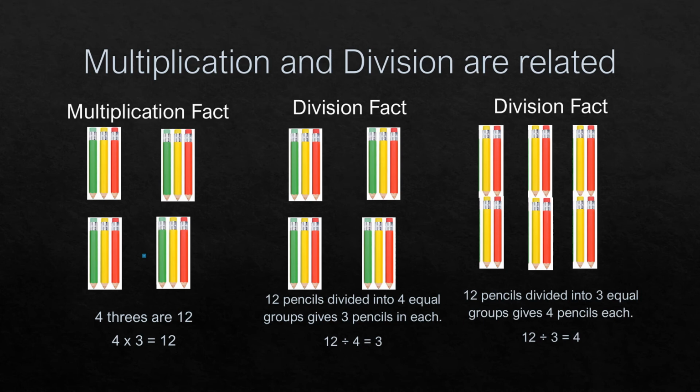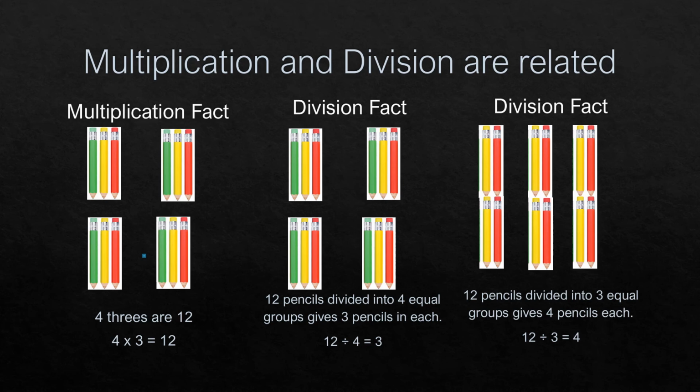In next division fact, 12 pencils are there and these are divided into 3 equal groups. 12 pencils divided into 3 equal groups gives 4 pencils each. Each group has 4 pencils. So 12 divided by 3 is equal to 4.